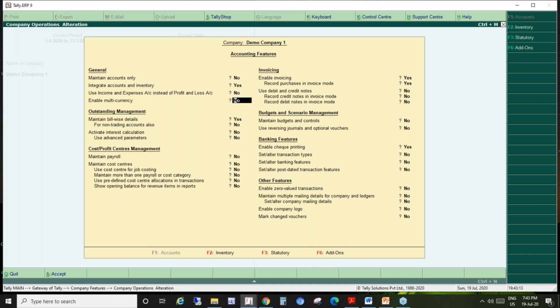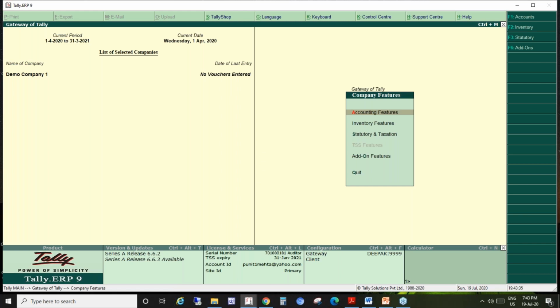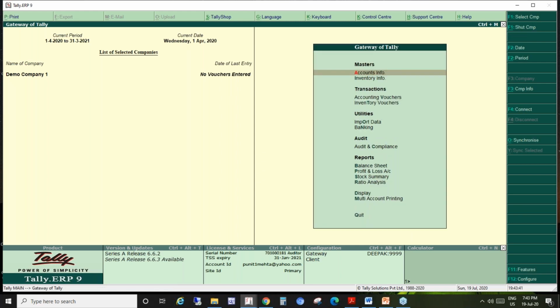We all have seen some amount of this F11 in the last 4, 5, 6 days. Today it is the multi-currency option which we need to activate. That's it. Enable multi-currency. Control A. I don't want to play with any other feature right now, so I have pressed Control A. We all need to learn some shortcuts to work fast in Tally.